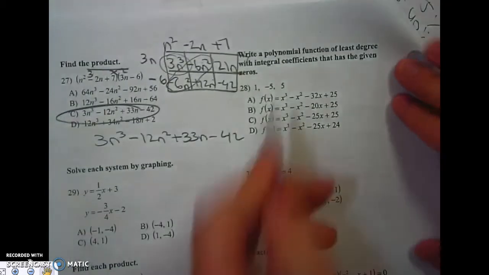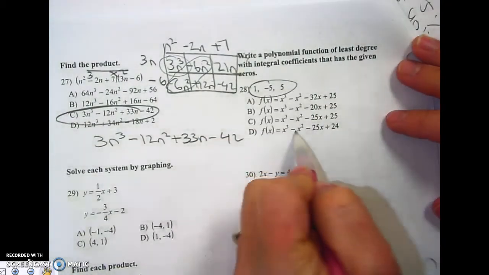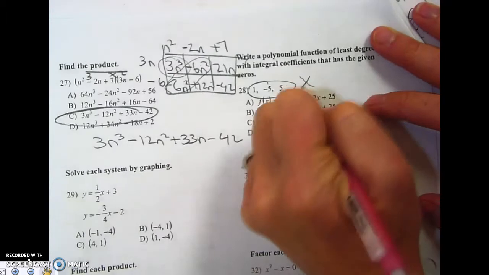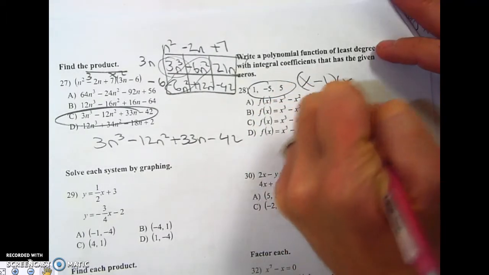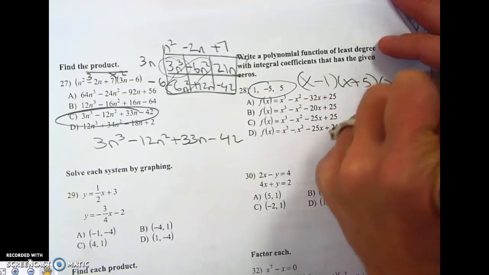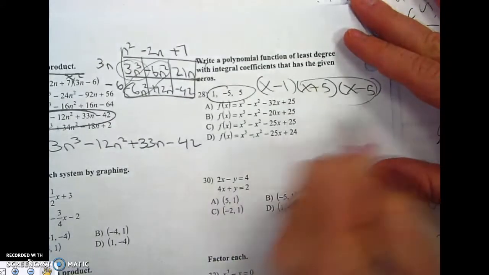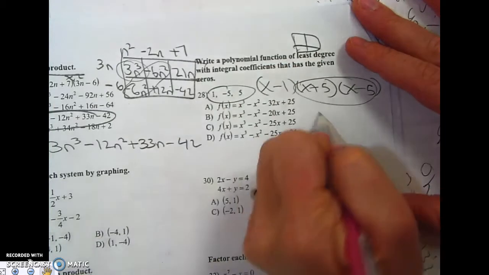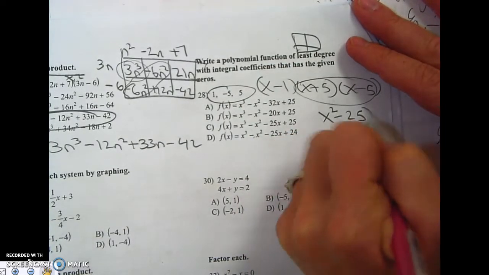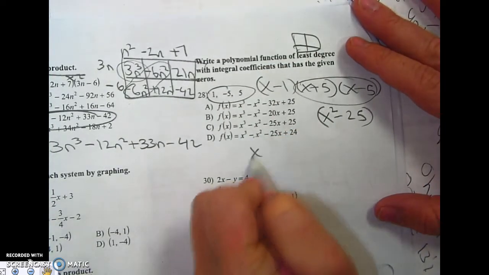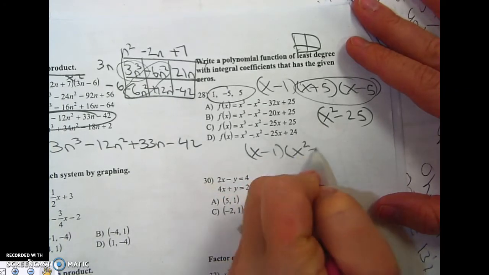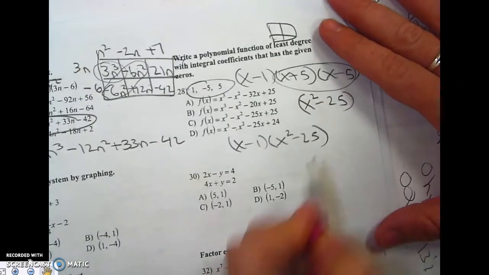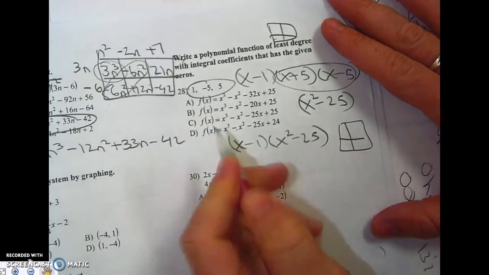Let's look at the next one. This time they gave us the zeros and they want us to write it as a trinomial. That means it's x minus 1, x plus 5, x minus 5. It's easiest for me to box that one out first. So I'll box it out, and I get x squared minus 25. Then I'm going to go x minus 1 times x squared minus 25. I'll box it out again.